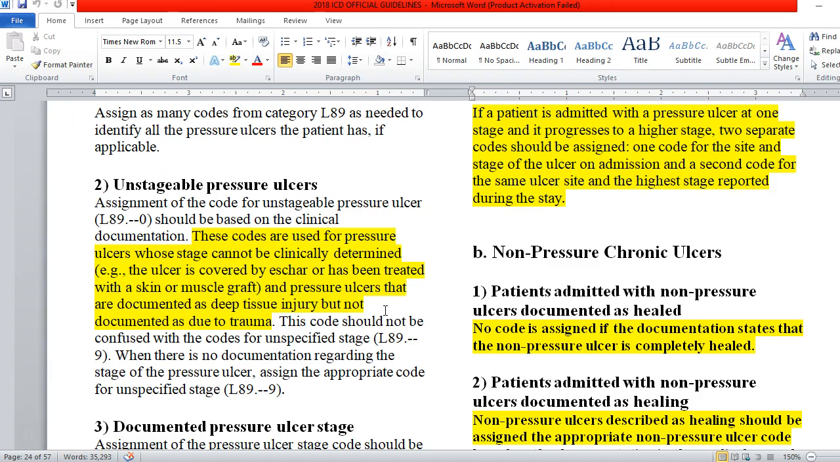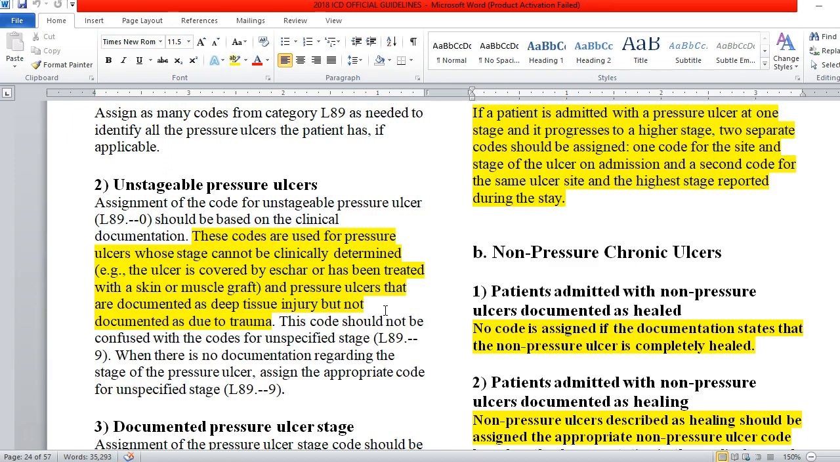So what are unstageable pressure ulcers? Assignment of the code for unstageable pressure ulcers, L89, should be based on the clinical documentation. These codes are for pressure ulcers whose stage cannot be clinically determined. So like the ulcers covered by eschar or treated with a skin or muscle graft, and pressure ulcers that are documented as deep tissue injury but not documented as due to trauma. These codes should not be confused with codes for the unspecified stage. When there's no documentation regarding the stage of the pressure ulcer, assign the appropriate code for unspecified stage.